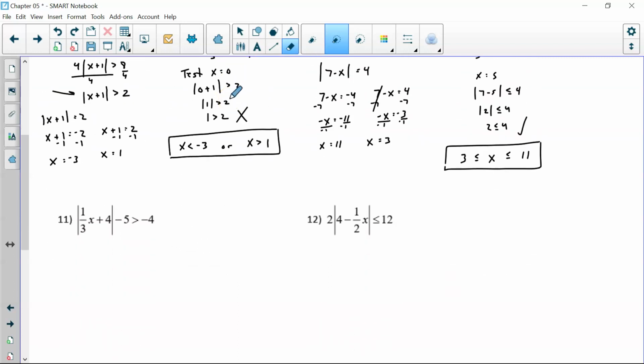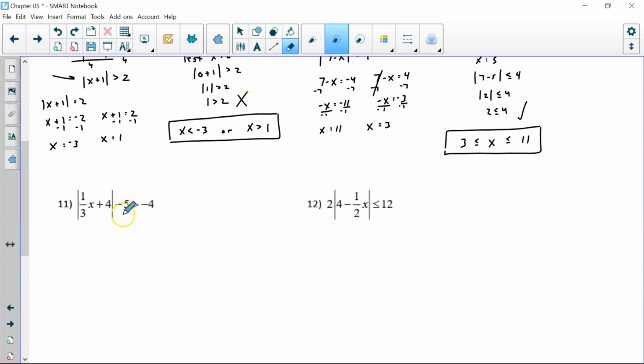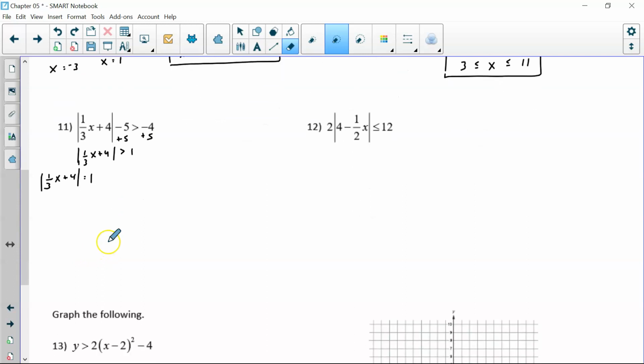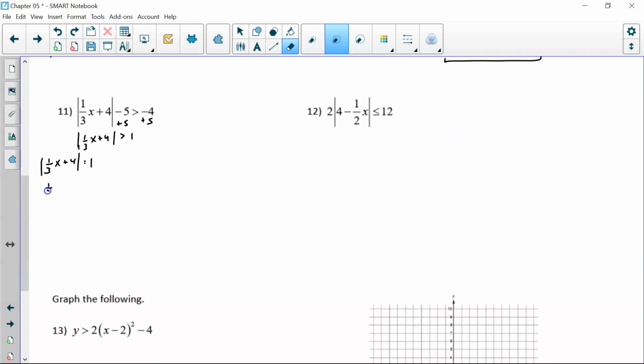Problem number 11, you want to isolate. So we're going to start by adding 5 to both sides. Absolute value of 1/3 x plus 4 is greater than 1. Treat it as an equation now. The absolute value of 1/3 x plus 4 equals 1. So 1/3 x plus 4 equals negative 1, and 1/3 x plus 4 equals positive 1.